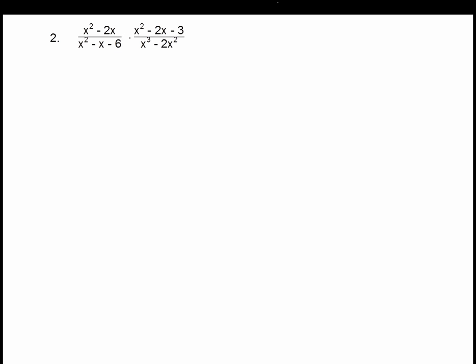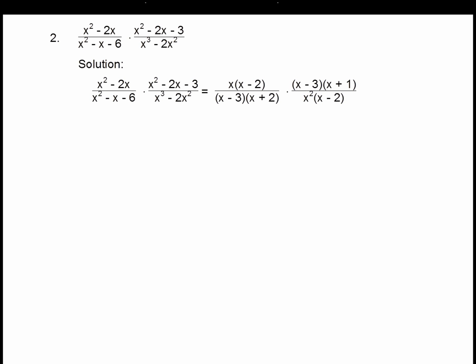Second example. I've got (x squared minus 2x) over (x squared minus x minus 6) times (x squared minus 2x minus 3) over (x cubed minus 2x squared). Again, the idea is not to really multiply, but to factor everything in sight. From the first numerator I can factor out an x, leaving x minus 2. The first denominator factors as (x minus 3)(x plus 2). The second numerator factors as (x minus 3)(x plus 1). And from the second denominator I can factor out an x squared, leaving x minus 2. So there is my factoring.